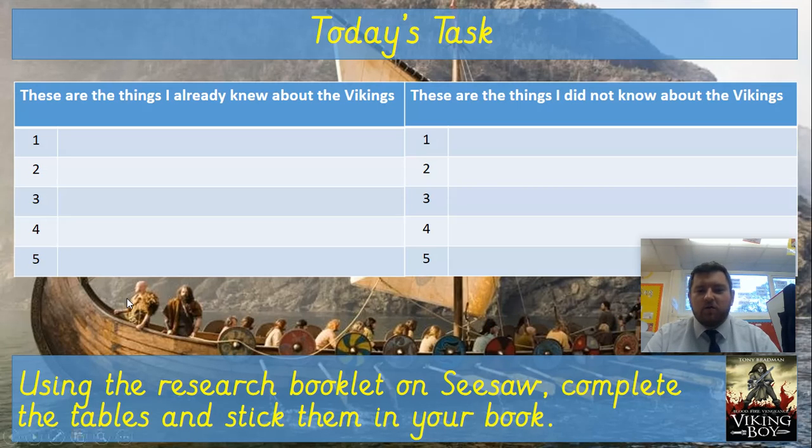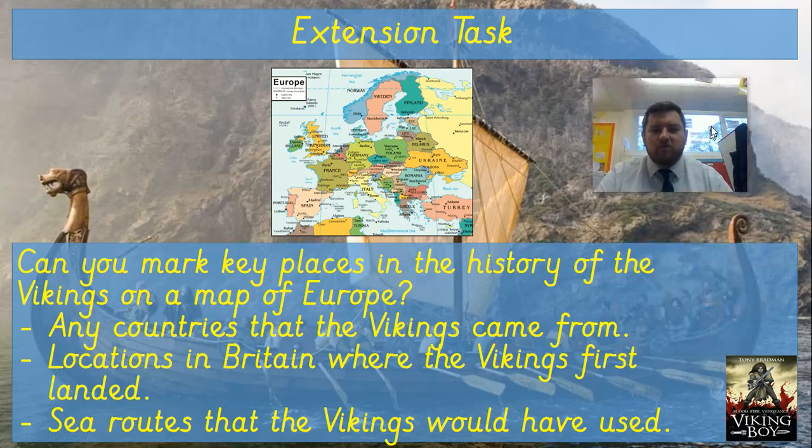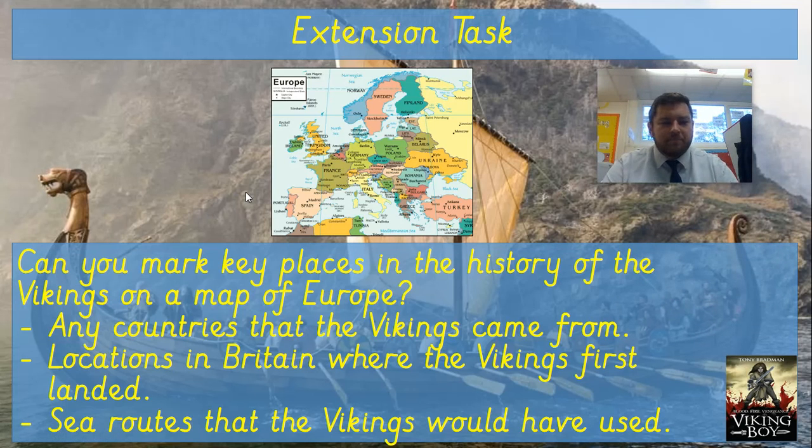Okay. Now, if you finish that, or when you finish that, there is a second challenge for you. On the back of your first sheet is a map. It's a map of Europe, very similar to the one on screen. However, it doesn't have any writing or colour on. I want you to mark the key places in the history of the Vikings on that map of Europe. So I want you to mark any countries that the Vikings came from. I want you to try and mark any places in Britain where the Vikings first landed.